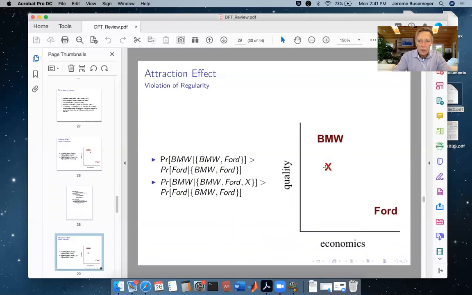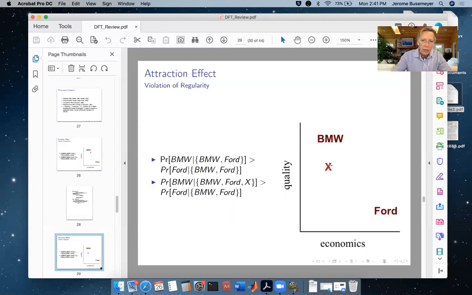And now we introduce this new option X. Now X is designed to be similar to the BMW. So if you don't have a theory and you just use phenomena, you might say, oh, this is the similarity effect. If we introduce X, it's just going to hurt the BMW and leave the Ford alone. But no, that's not what happens.